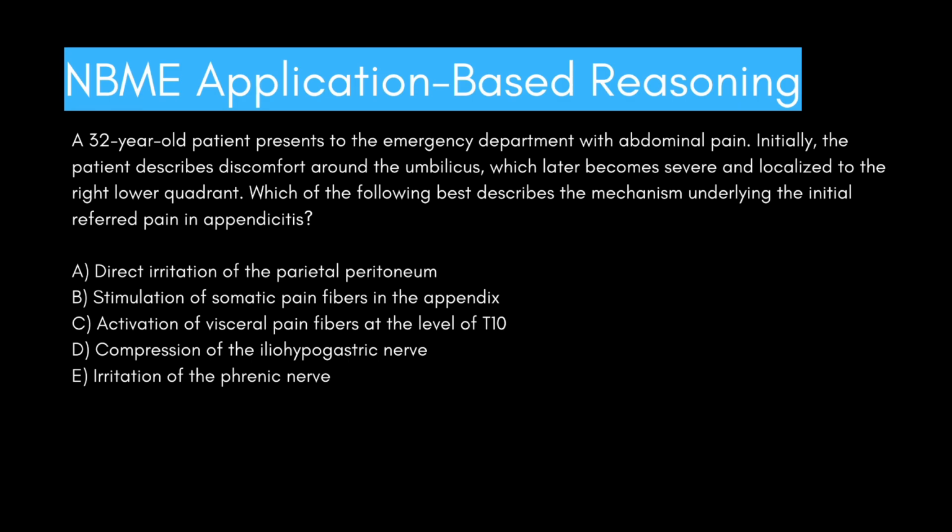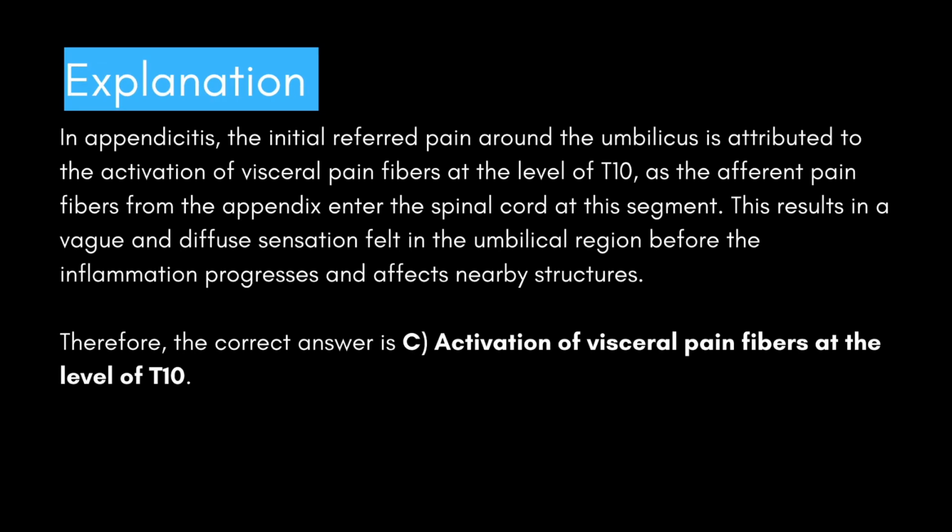Otherwise, moving on now. In appendicitis, the initial referred pain around the umbilicus is attributed to the activation of visceral pain fibers at the level of T10 as the afferent pain fibers from the appendix enter the spinal cord at this segment. This results in a vague and diffuse sensation felt in the umbilical region before the inflammation progresses and affects nearby structures. Therefore, the correct answer is C, activation of visceral pain fibers at the level of T10.